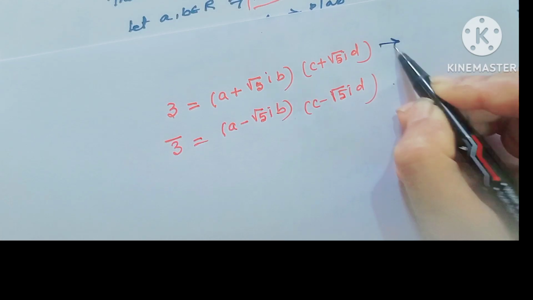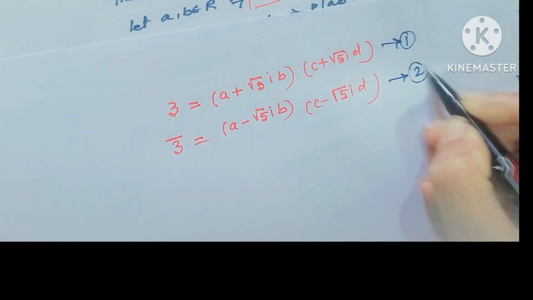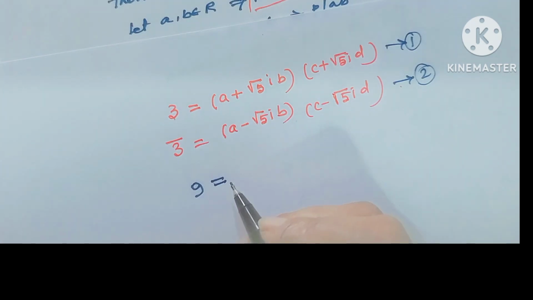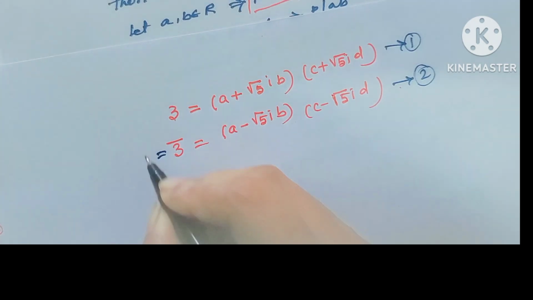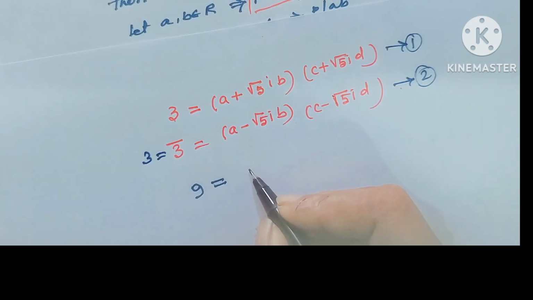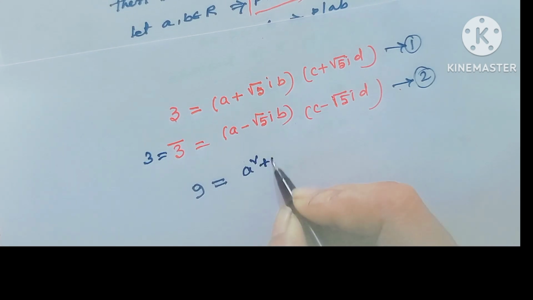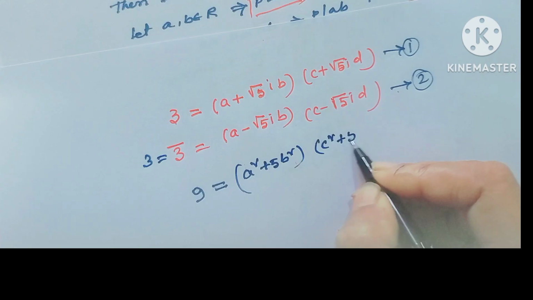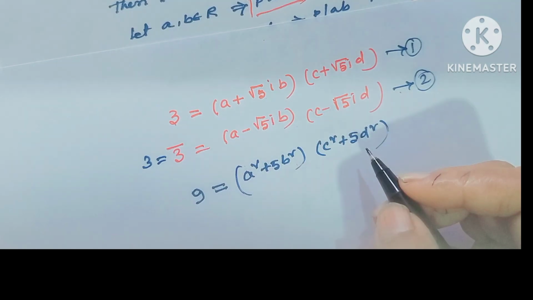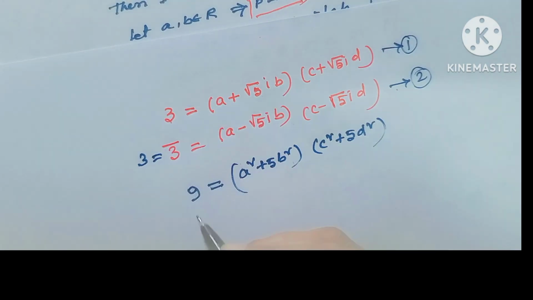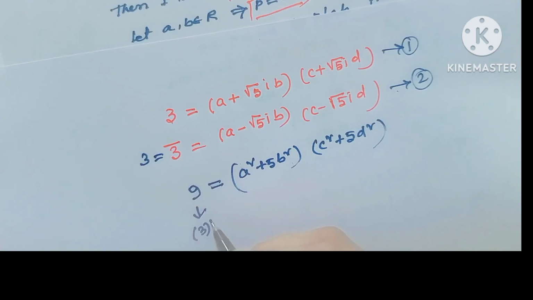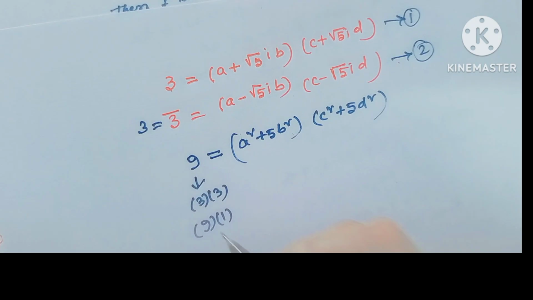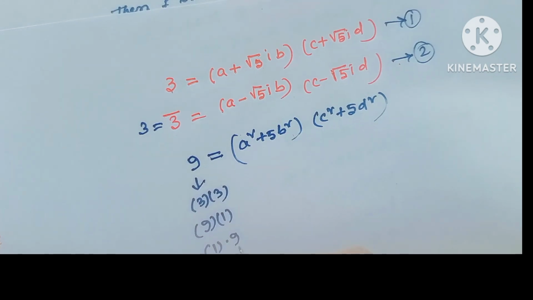Then consider this is 1, consider this is 2. Then multiply this, then this would be 9 equal to, here 3 bar equal to 3 obviously, 9 equal to (a² + 5b²)(c² + 5d²). Okay, and 9 we can write this as 3 times 3. Also we can write this as 9 times 1. Also we can write 1 times 9.